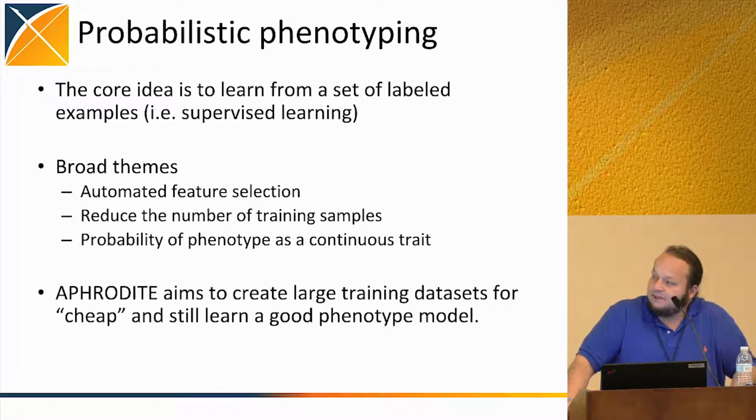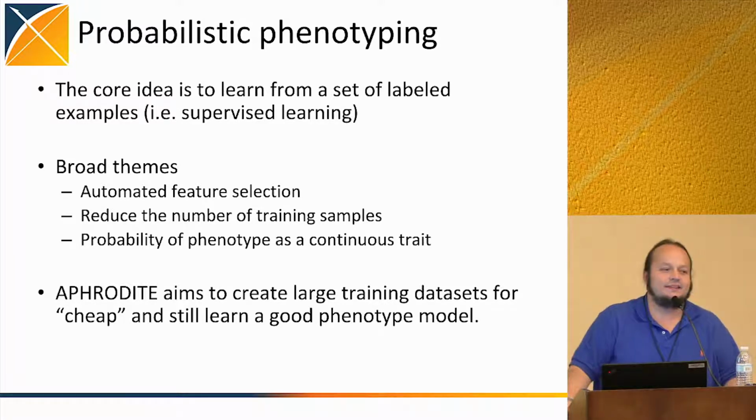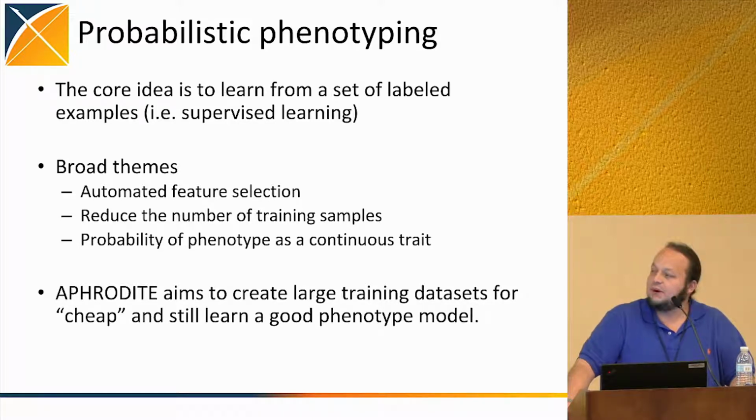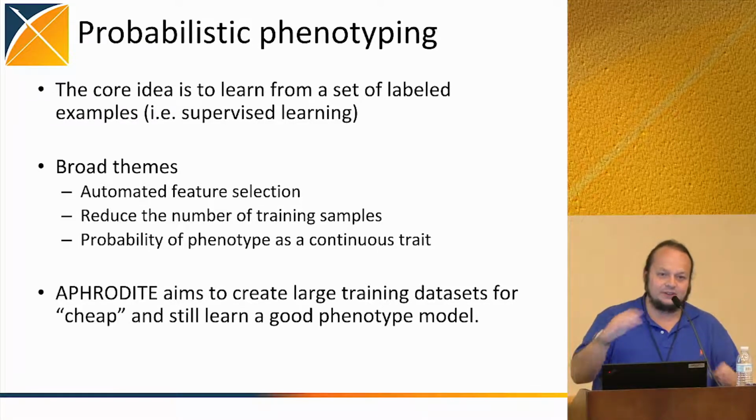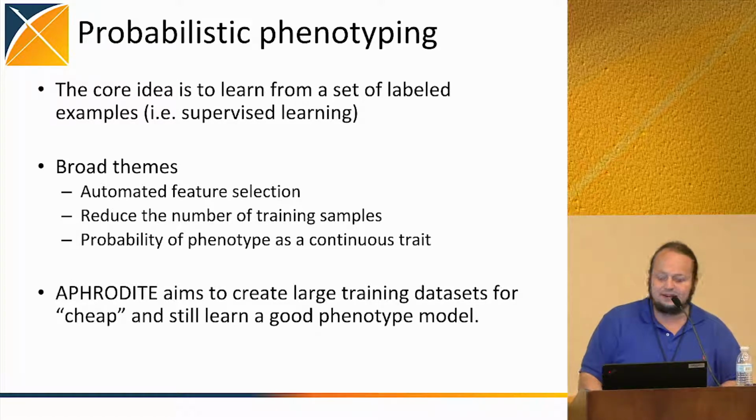So here with APHRODITE, we aim to create large training sets for cheap, meaning that if you want to validate them, yes, you will need to, at least until now, you'll still need somebody to look at them. But we've shown and we validated this in specific phenotypes that it's not that expensive. So, for cheap in the sense that you'll have a large training set that kind of sort of has phenotype in the sense that it's tagged in a certain way. And I'll give more details on that.